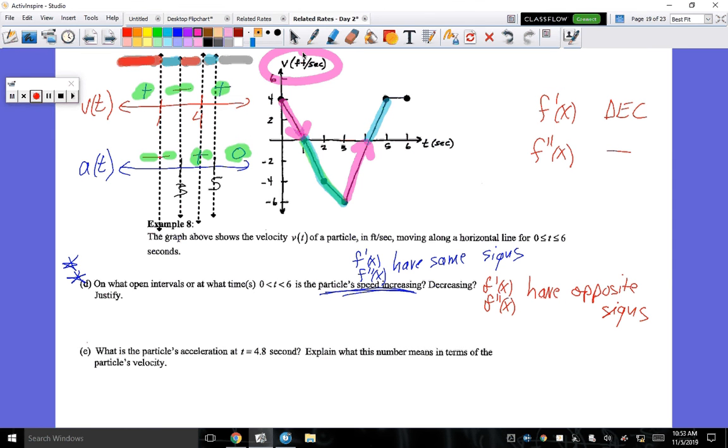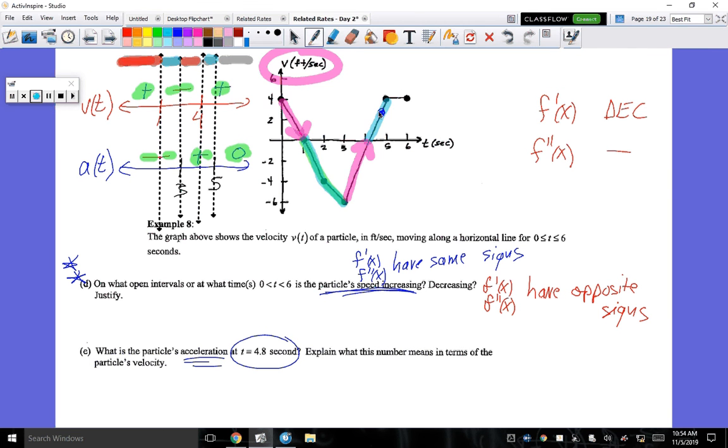Okay? But again, justification, I don't want you on the quiz or on the AP exam to say it's moving away or it's moving toward the x-axis. That's allowable on a physics exam, but not this one. This one you have to say V of t and A of t have the same signs or they have opposite signs. Okay? How do we find the acceleration at 4.8 seconds? Just the slope of the velocity graph, whatever that is.